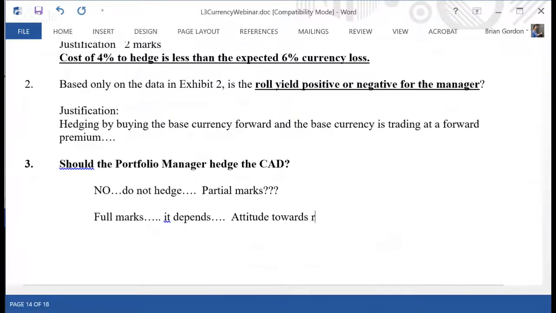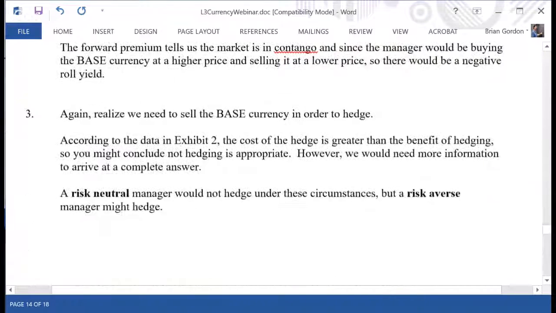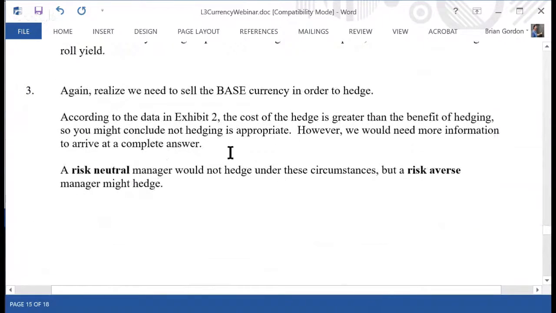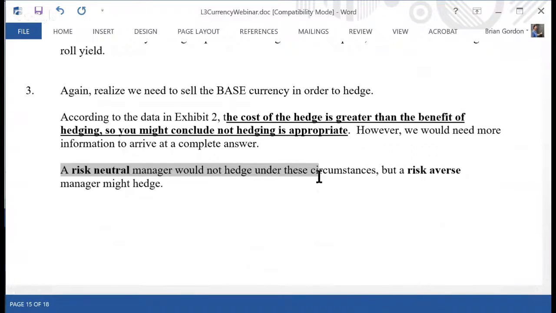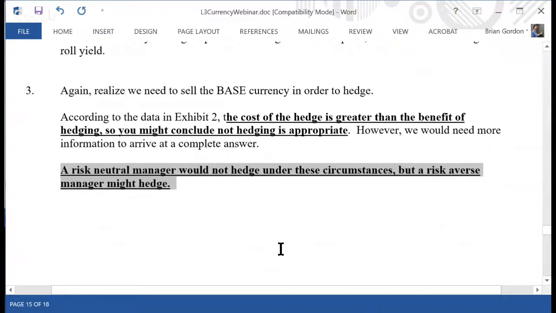It depends upon the attitude towards risk. And let me drop down right to my guideline answer. Here it is. So you're going to write this down in your answer. You're going to say that the cost of the hedge is greater than the benefit. So you may conclude that not hedging is appropriate. However, a risk neutral manager, you need to finish this off. A risk neutral manager would not hedge under these circumstances, but a risk averse manager might hedge under these circumstances. That is how you get the full points.